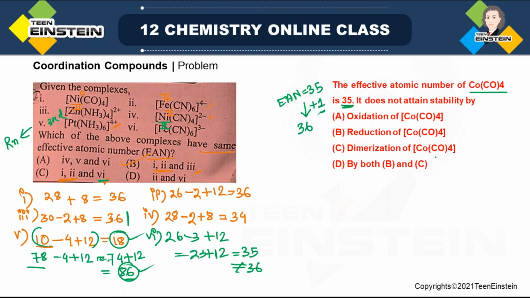And the third one is saying dimerization of this. Now this is also correct, because when there is dimerization, you have a metal-metal bond, that is a cobalt-cobalt bond. That means one more electron will be added per metal. So this is also possible.